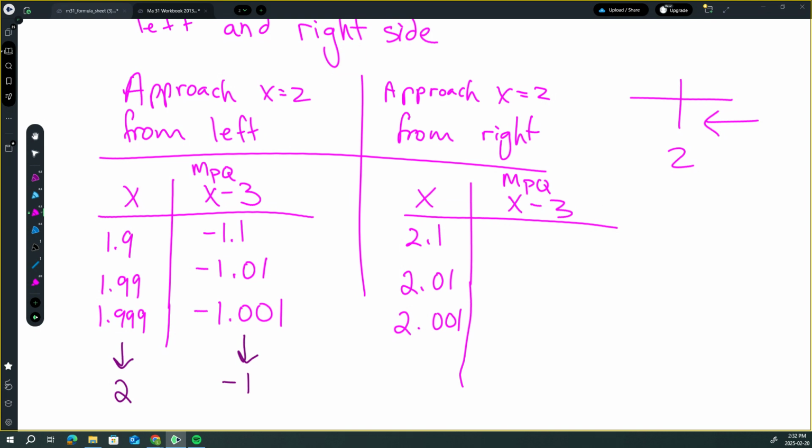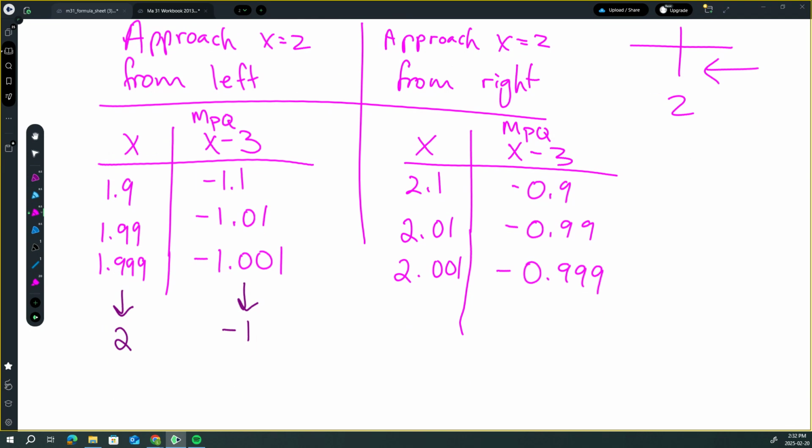Now, subbing in 2.1 into x minus 3, we get negative 0.9. Putting in 2.01 gives us negative 0.99. And then we get negative 0.999 if we put in 2.001. So we can conclude that as we approach 2 from the right, our slope approaches negative 1, or the slope of our secant line approaches negative 1.